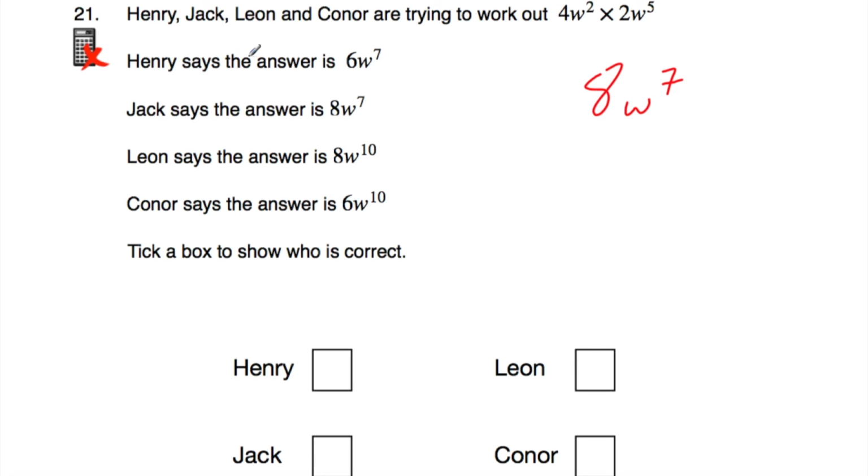And then we need to see who's right. So the answer here is Jack. Jack's correct. So tick the box. And that means that Henry's incorrect, that Leon's incorrect, and that Connor's incorrect, and Jack is correct.